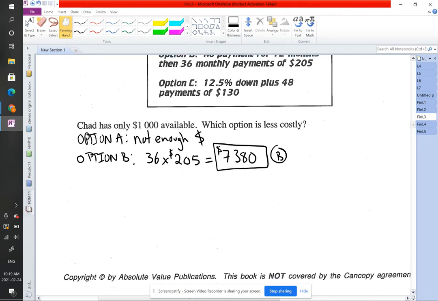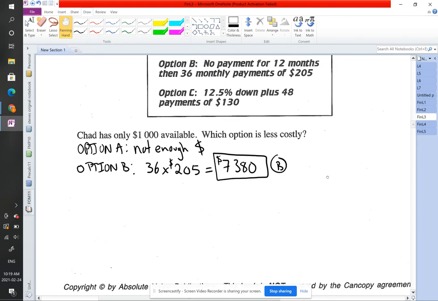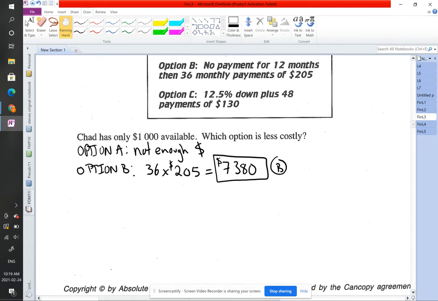Option C. So option B doesn't look awesome because he's paying a lot more, over $2,000 more for that home theater system, but he doesn't have to pay for a whole year, so he might be able to save up a little more money, which is nice. Option C is 12.5% down. So the first thing we want to look at is what's 12.5% of our original purchase price. So the theater system is worth $5,000. So we want 12.5% of 5,000, first of all.